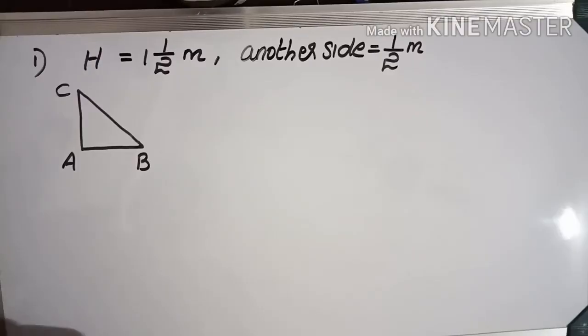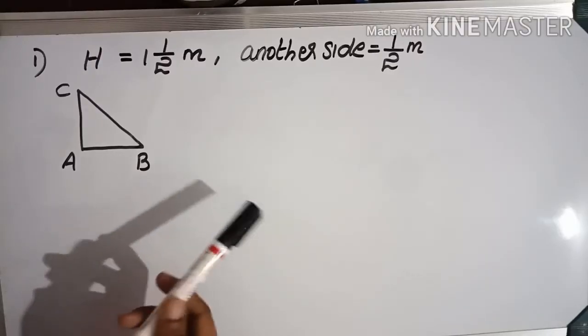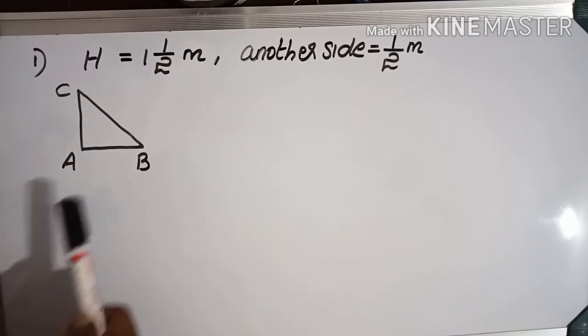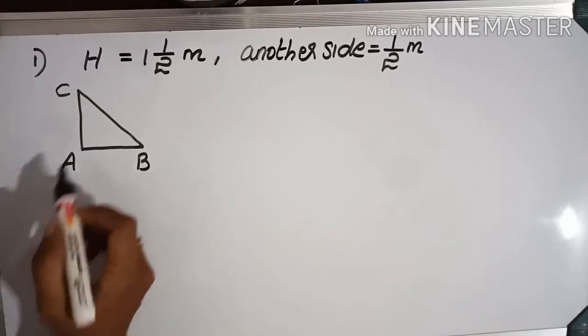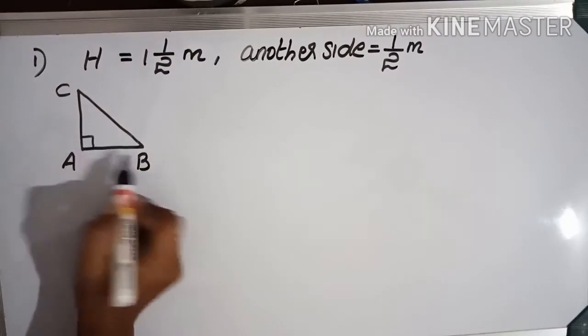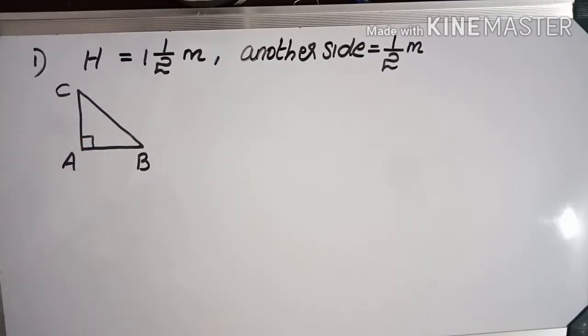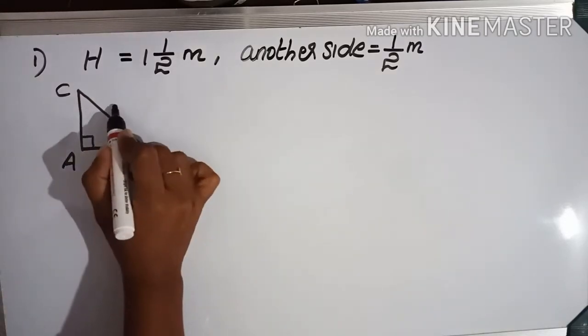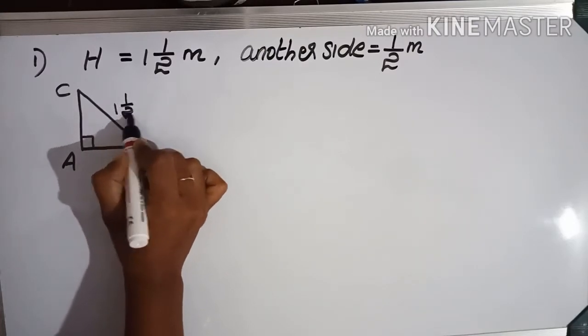Here in this question, one right triangle is given. The figure is not given in the question, but it is a right triangle. Right triangle means one angle is 90 degree. So here ABC is a right triangle and it is given that the hypotenuse of this right triangle is 1.5 meter. Hypotenuse means this portion. So this is 1.5 meter.